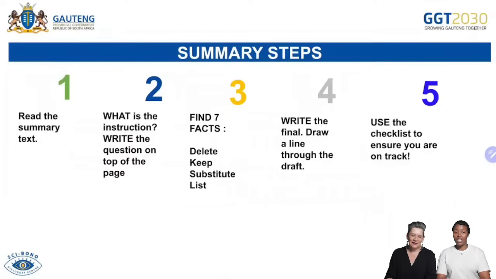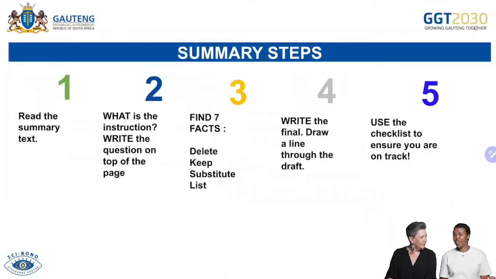First one, you read the text, the summary text. You read it for understanding. Then you need to ask yourself, what is the instruction of this summary? Write the question on the top of the page. So you remember, we've spoken in the previous lesson about the scenario. We look at the main instruction, what to look out for. You write that in big font or you highlight it, but you make it visible and it stands out from the rest of the text on the paper.